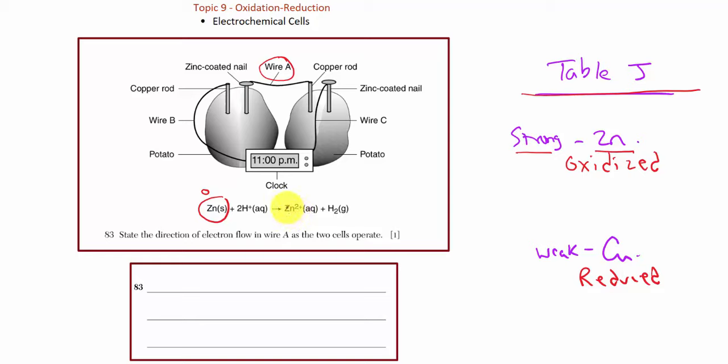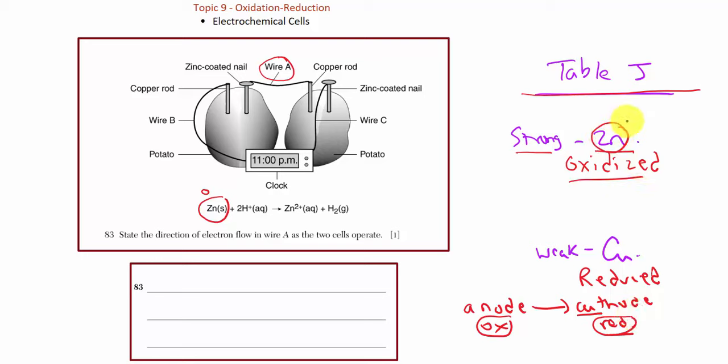You should also recall that electrons will always flow from the anode to the cathode. Okay, so we're going from anode to the cathode. And the anode is the site of oxidation, and the cathode is the site of reduction. Remember the red cat concept. So electrons will go from anode to cathode, the site of oxidation to the site of reduction. Oxidation is happening on the zinc, so our answer is zinc to copper. Or left to right, if you'd rather.